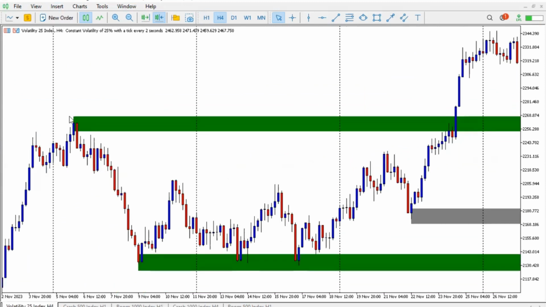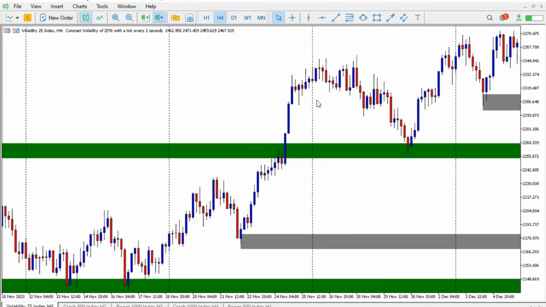Look at this one now. This is a high the market already highlighted, and when the market broke it in the future, what happened? It returned back to it and then continued buying. So that's how the market moves from time to time. The market moves like this.